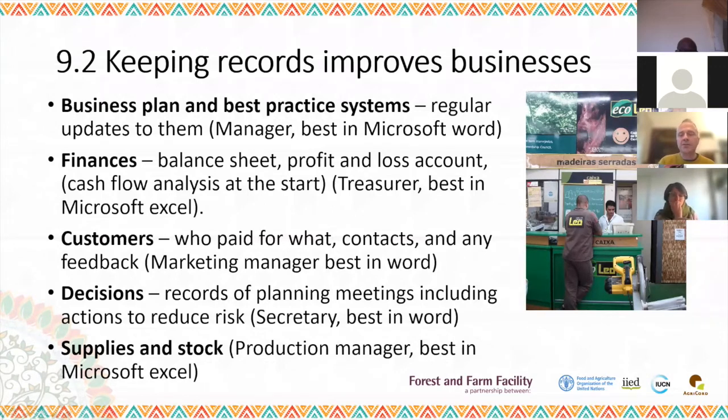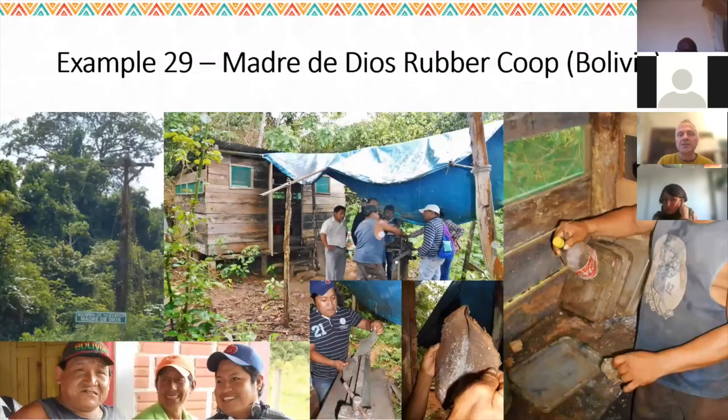And so you can only measure progress if you're keeping records, and a business should be keeping a number of different sorts of records. That will be important when we consider how we monitor progress. So for example, I want to give you a negative example for once. This is a rubber tapping cooperative in Bolivia, and it was set up by the men in the bottom left.